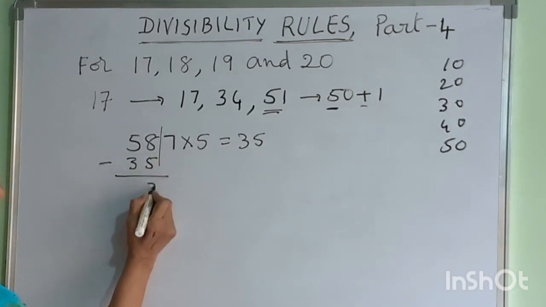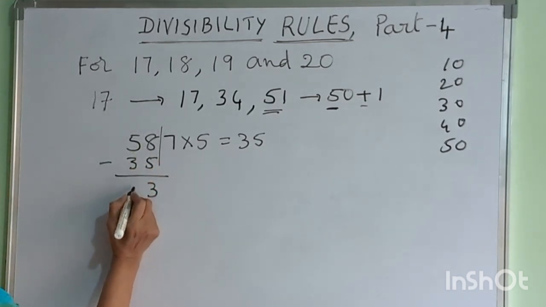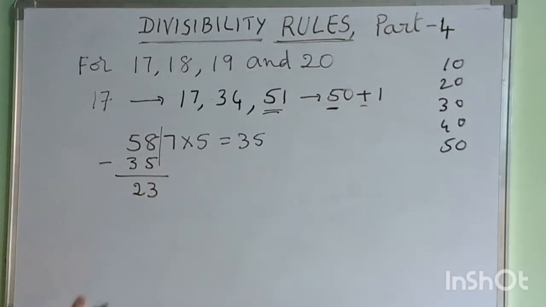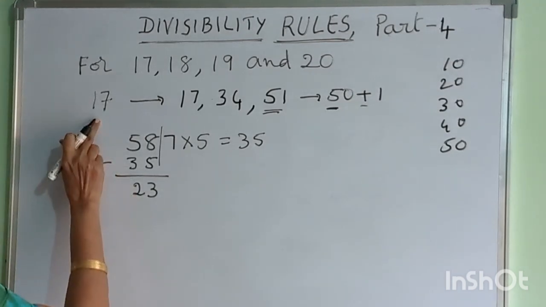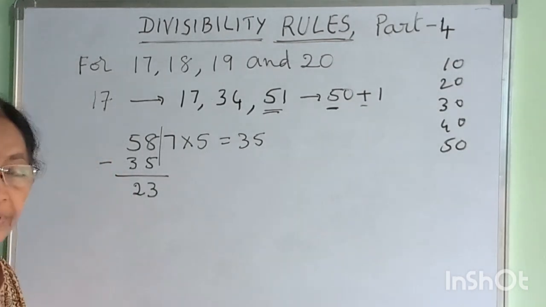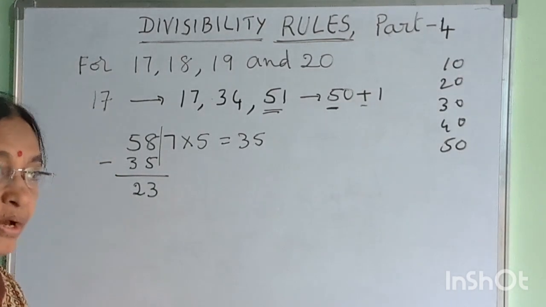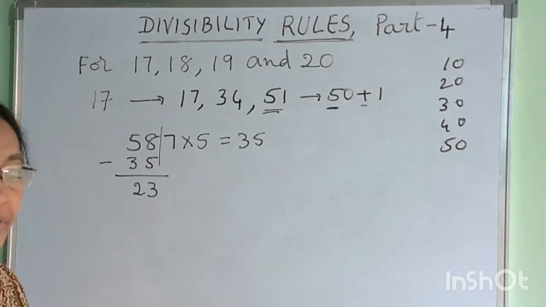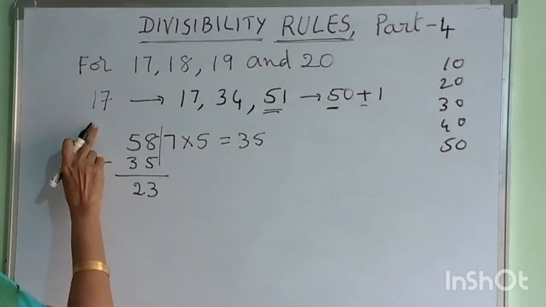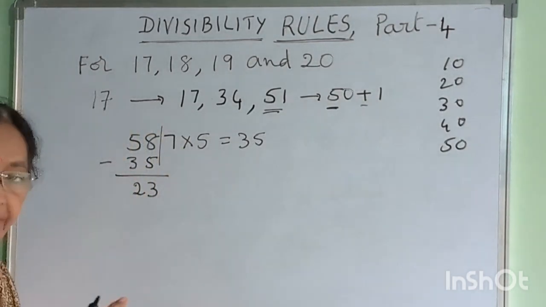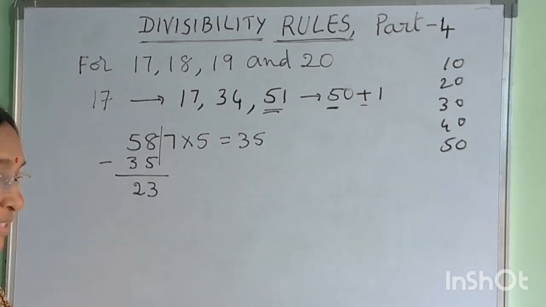8 minus 5, 3. 5 minus 3, 2. 23. 23 is not a multiple of 17. So 23 is not divisible by 17. Therefore, 587 is not divisible by 17.